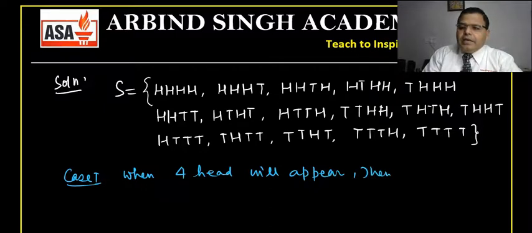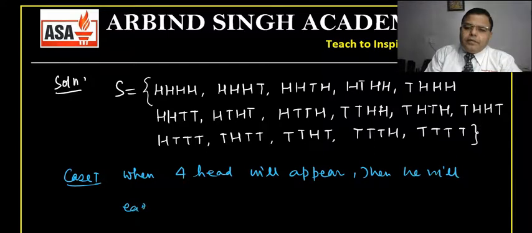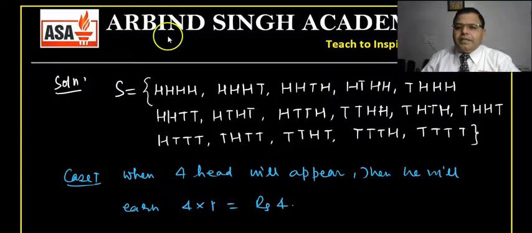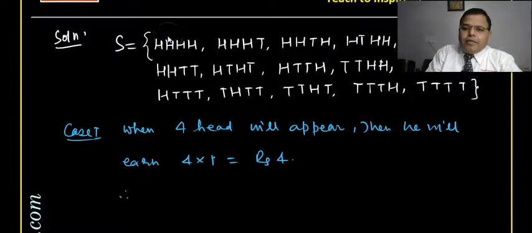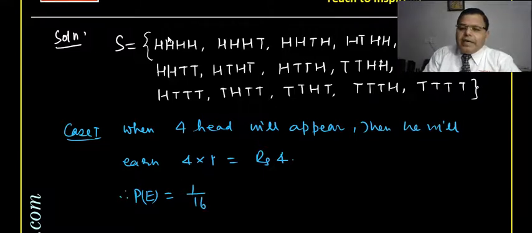Then he will earn 4 into 1, that is rupees 4. And the probability of getting this, how many ways to get 4 heads? Only 1. So 1 upon 16. So earning rupees 4 has probability 1 by 16.